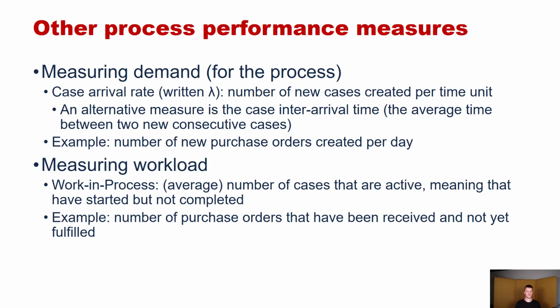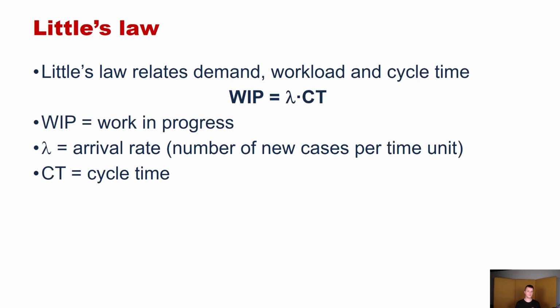So this is usually measured in terms of work in progress, which means the average number of cases that are active, meaning that the cases have started but not yet completed. For example, the number of purchase orders that have been received and not yet fulfilled. Now these two metrics lead us to an interesting law called Little's Law.